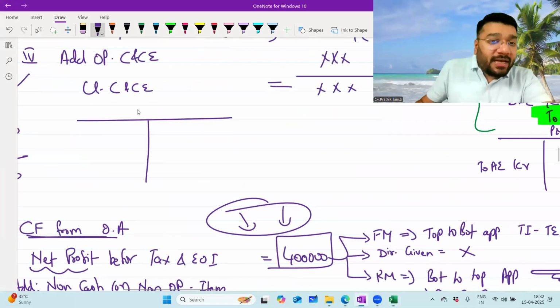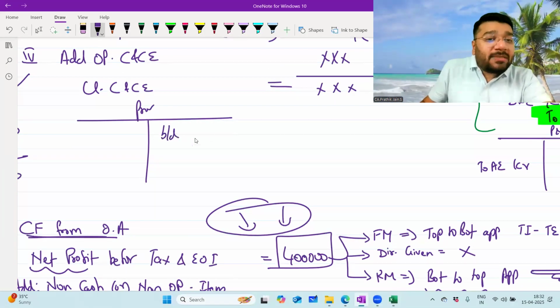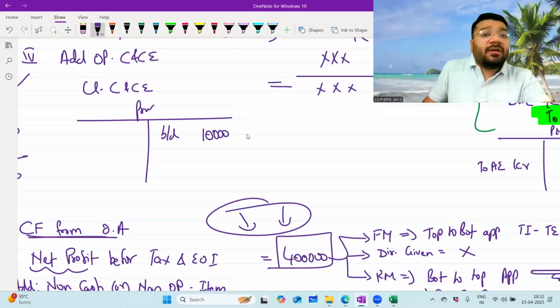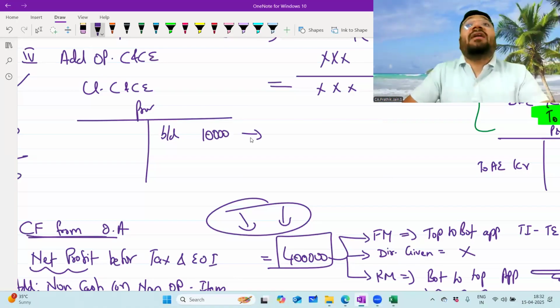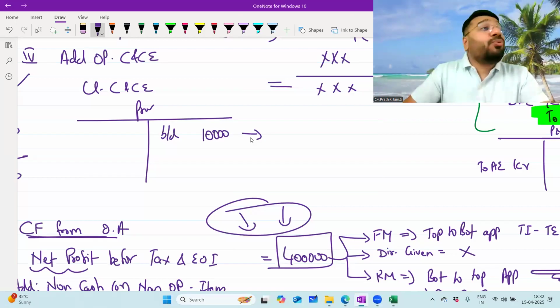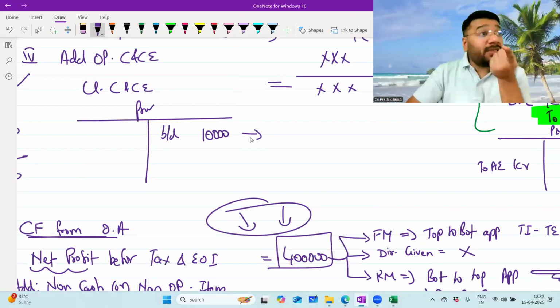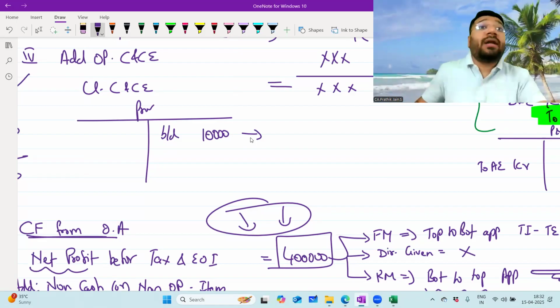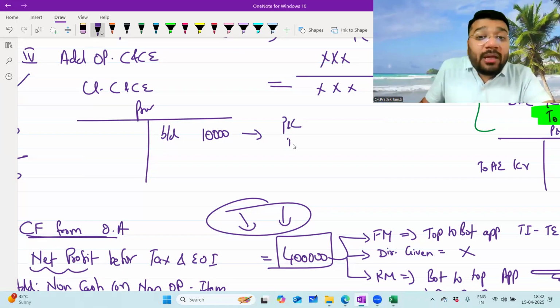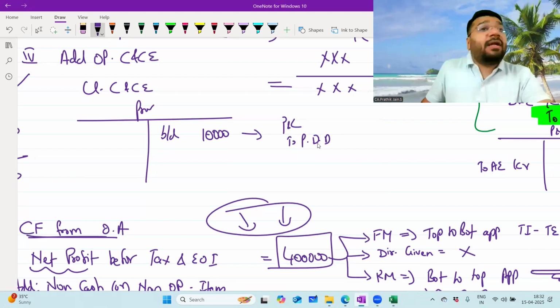This is my provision ledger. Balance brought down is 10,000. What does it mean? This means that last year we had a fear that this money may or may not come. The prudence concept says record your anticipated loss. If you're anticipating this money is not going to come, last year what entry did you record? P&L account debit to provision for doubtful debt. That is how this opening balance came.